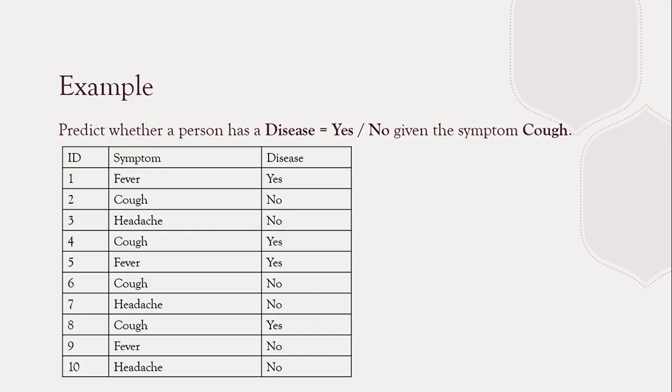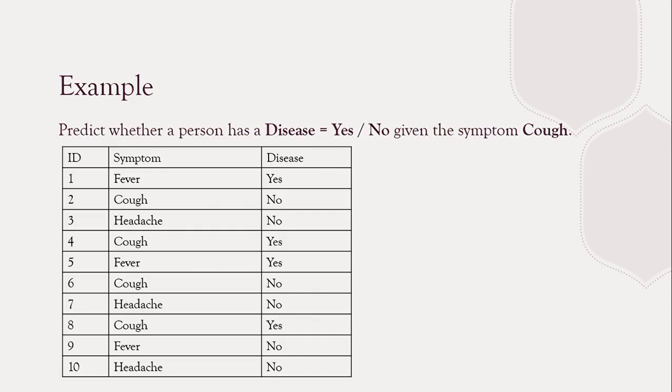Over here you can see we have a sample data set of 10 records with 3 columns: ID, symptoms and disease. We have to predict whether a person has a disease, yes or no, given the symptom as cough. So if the person is having a cough, we have to predict whether he will be having the disease or not. You can see there are a number of combinations of cough, yes, no, and fever, yes, no. So we'll be using a Bayes classifier to predict whether the person will be having a disease or not if he is having a cough.